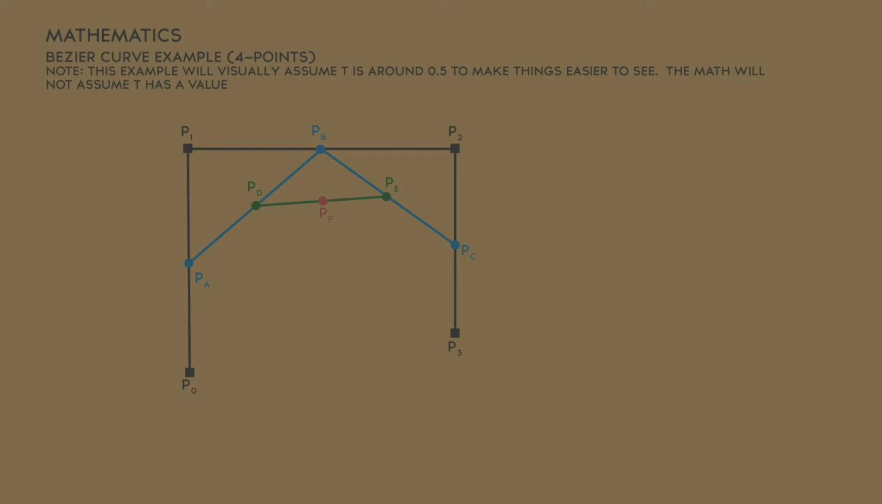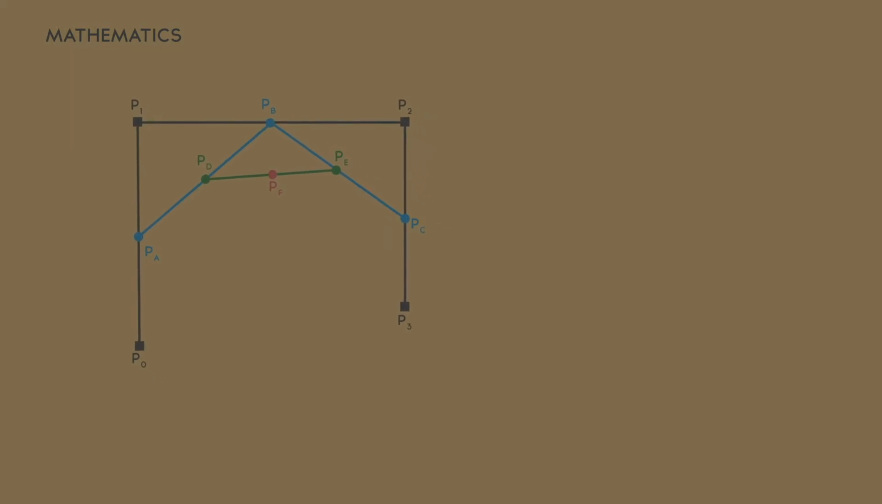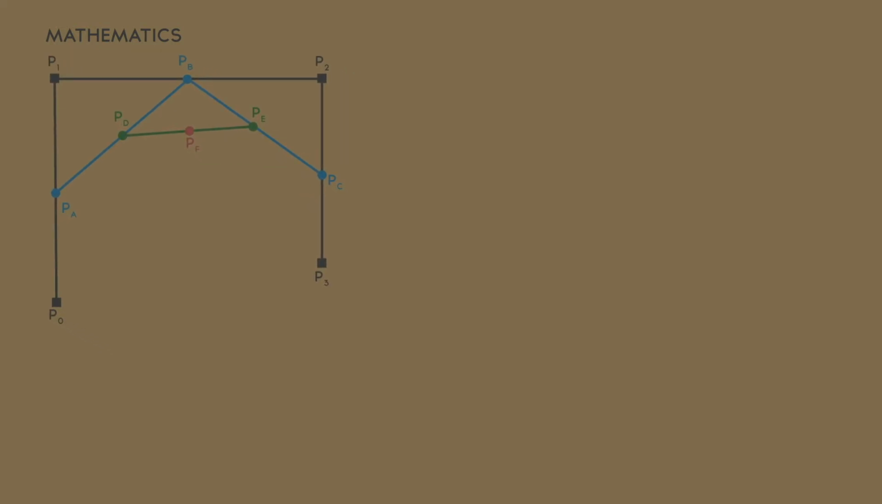So that's the basics behind Bezier curves. The mathematics behind this is pretty complicated, but the actual coding is not so complicated. So let's take a look at an example of 4 points again, and we'll just go over the mathematics. So we have P0, P1, P2, and P3. As I mentioned before, we need to lerp between all these points.